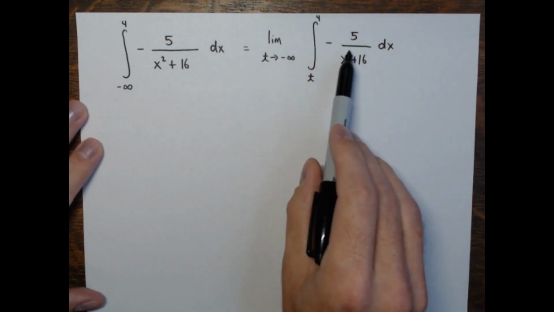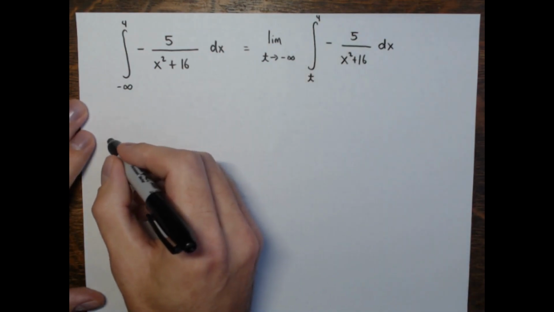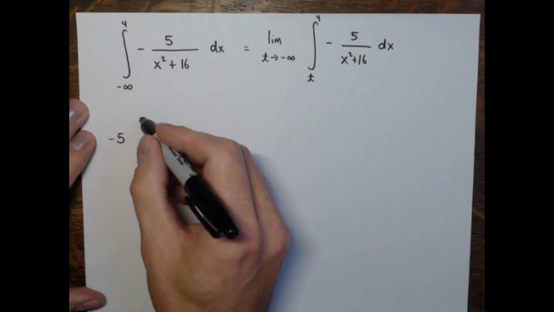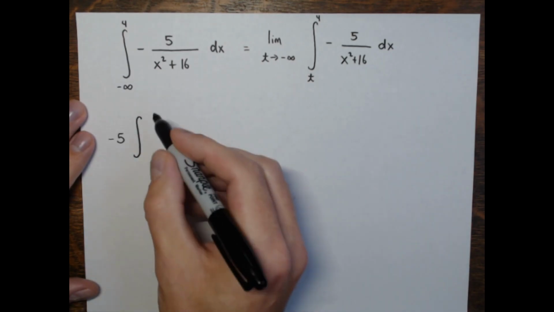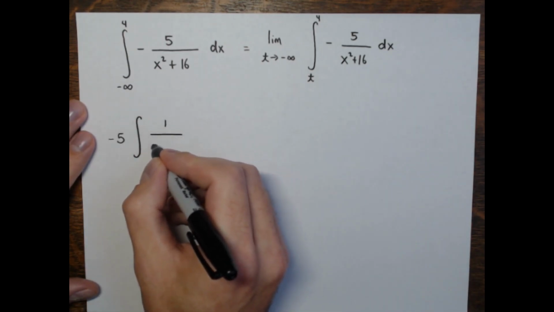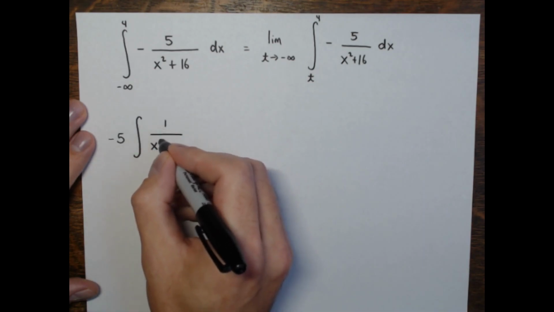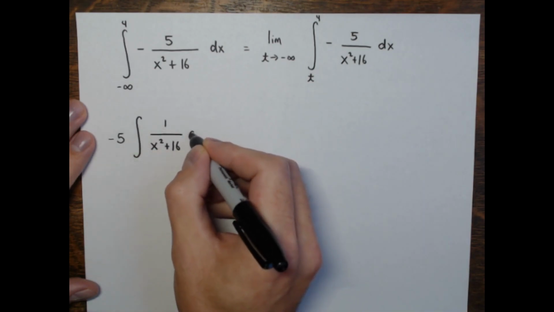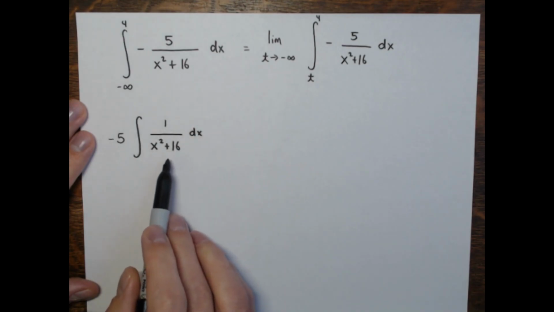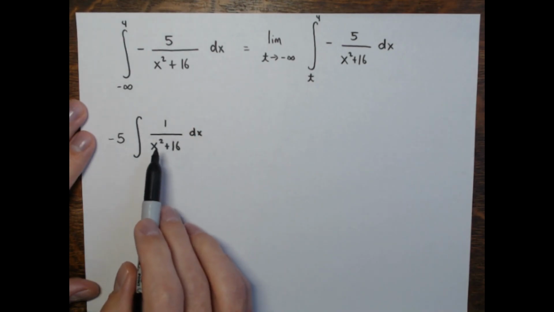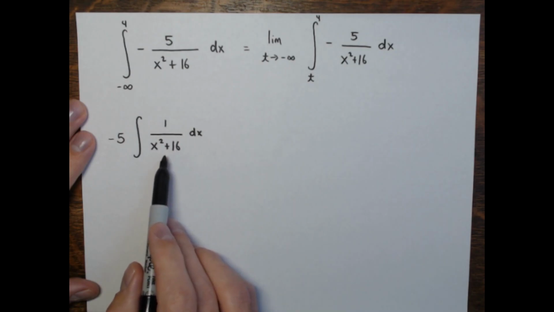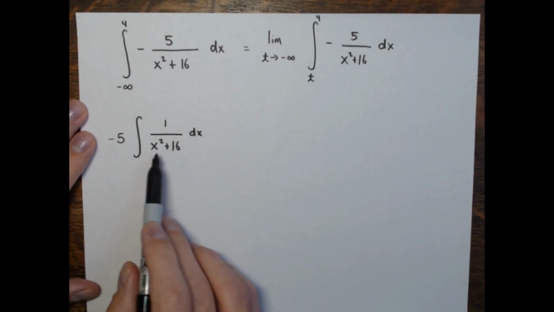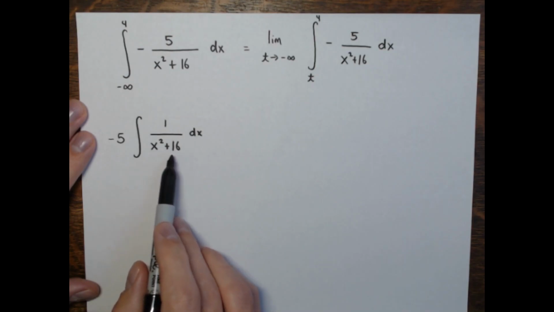All right, now this integral, I'm going to pull the negative 5 out, and I'm going to ignore the limits for right now. I'll put those back in after doing the integration. After pulling the negative 5 out, I got 1 over x squared plus 16. Now you may recognize this as some sort of inverse tangent. I think this is actually going to be 1/4 of the inverse tangent of x over 4. But let me go through and refresh your memory as to how to do a trig sub here.